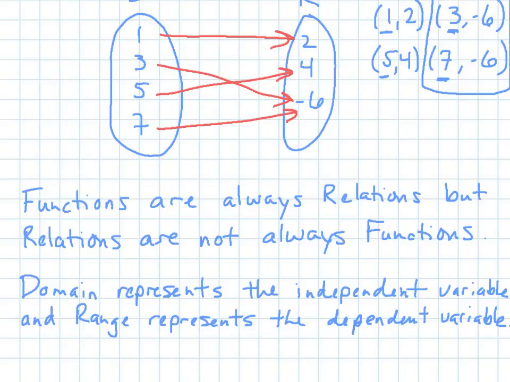And a domain represents the independent variable, meaning the number that you can change however you want. But the range represents the dependent variable because it depends on which value you're picking from the domain that makes you get a certain range or y value. Okay?